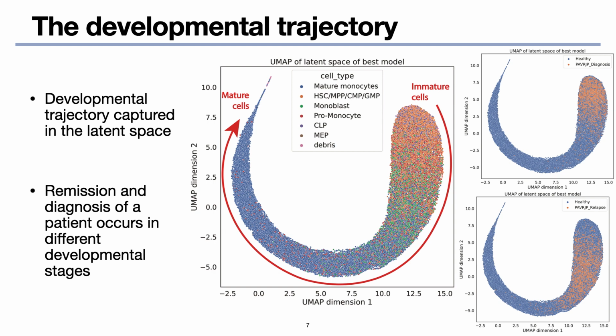But if you now look at the relapse cells of this same patient, you see that they fall a bit further along the developmental trajectory. So the relapse occurs in a more mature developmental stage than the diagnosis. This relapse is more along the promonocyte or monoblast stage. So we can really capture where along this developmental trajectory we find the leukemia of different patients.